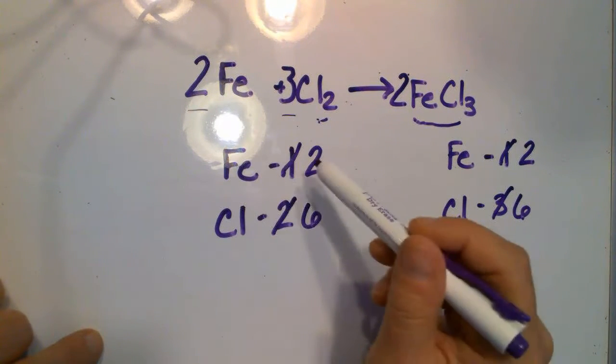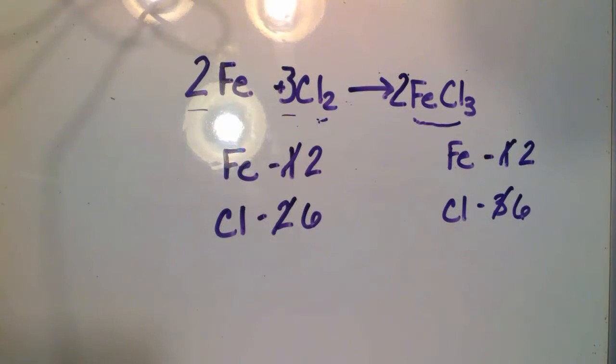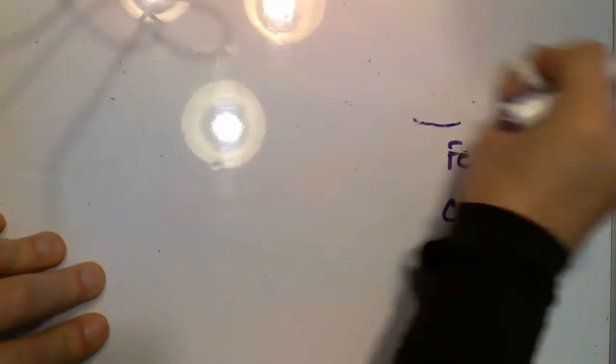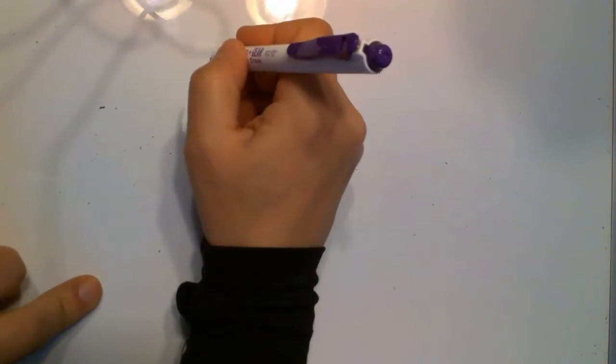So count each individual element first, and then kind of play around with the numbers to see if there's something that's going to work. Let's try letter B.